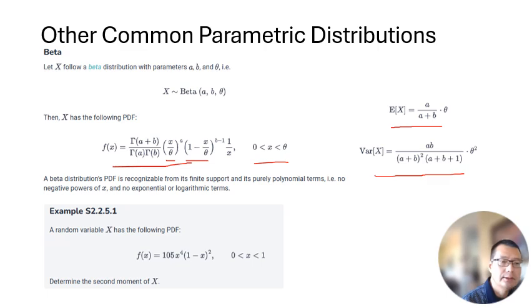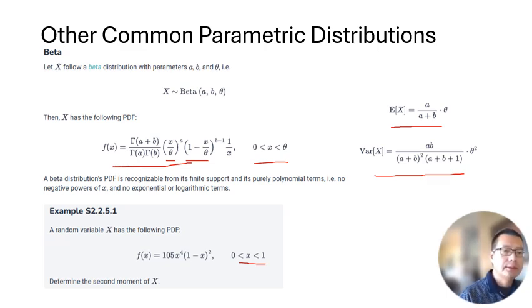Now, let's look at this example quickly. f(x) is equal to 105 times x to the fourth power times (1 minus x) squared. So from here we can see first x is from 0 to 1, and it has finite support 0 to 1, and the f(x) function is all polynomial terms. So I think we can decide that this is a beta distribution.